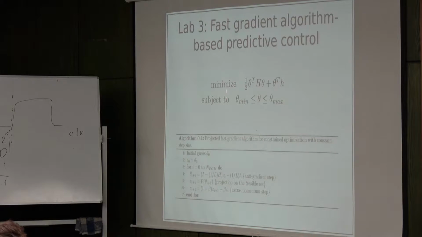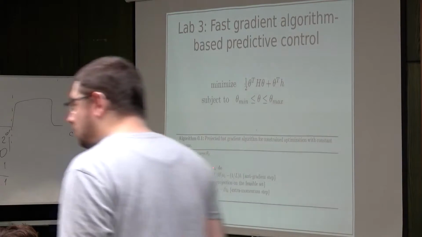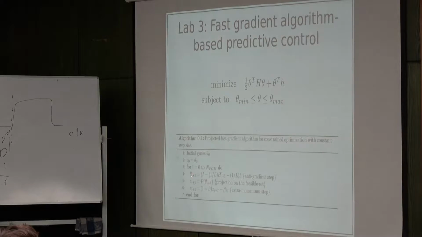To solve this problem, we will be using a projected fast gradient algorithm, which is an accelerated version of a standard gradient algorithm. In this lab, we don't assume in-depth understanding of this algorithm. The only thing that we have to understand from an implementation point of view is that we have a matrix vector multiplication step on the first stage of our for loop.